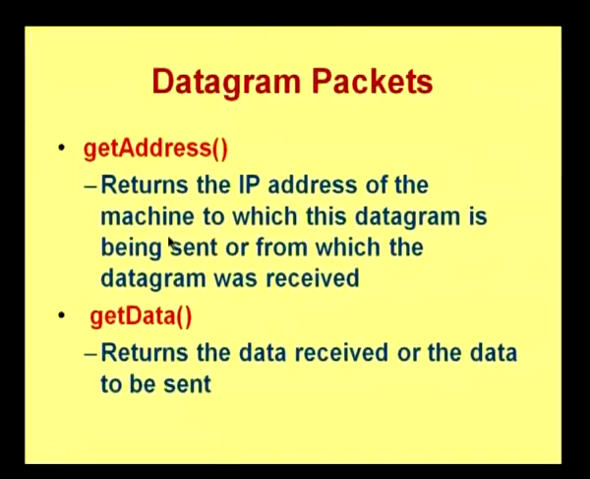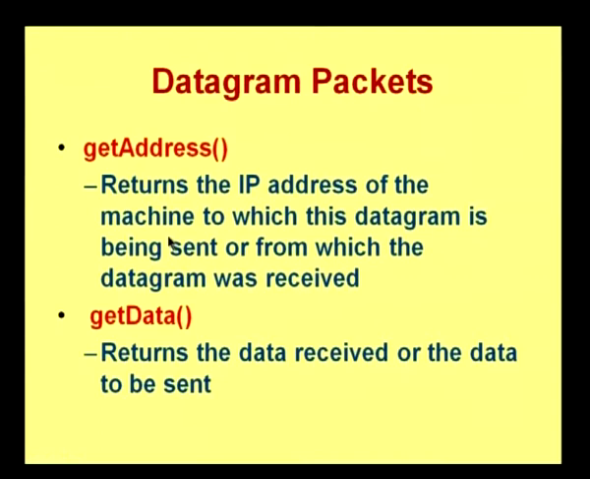So, you can see we have few methods in the datagram packets in order to know information, such as getAddress. It returns the IP address of the machine to which the datagram is being sent, and from which the datagram was received. We have already seen that send and receive both are done on the same datagram packets. So, we can send as well as receive, and the IP address of the sender or the receiver could be accessed from this method. The getData method returns the data received or the data to be sent. So, this gets the byte array data that is available in the datagram packet.